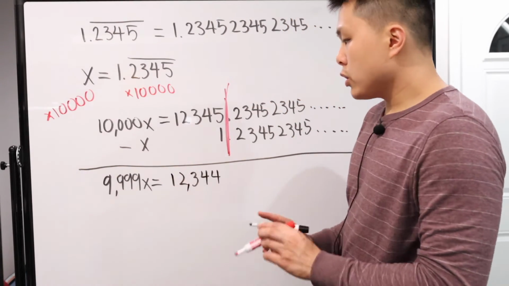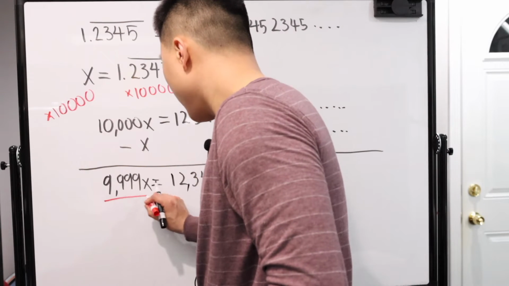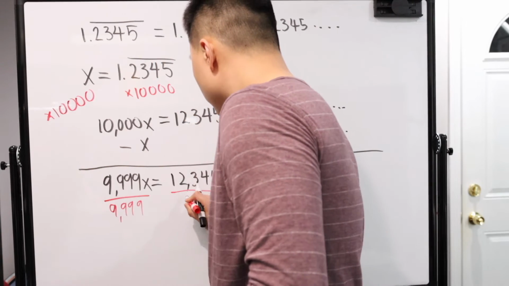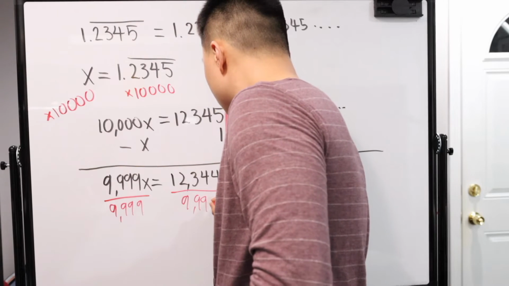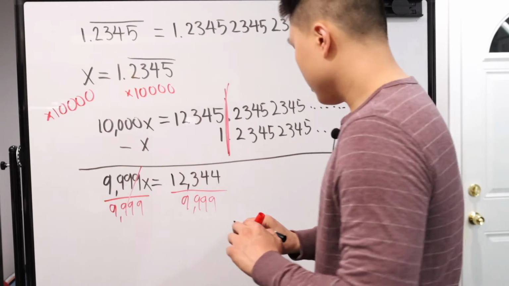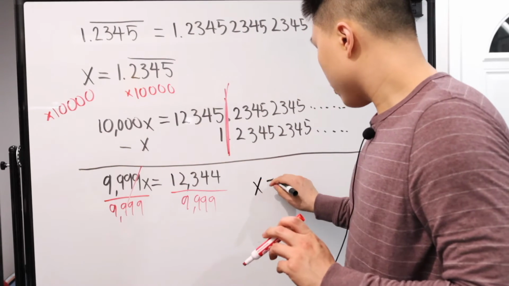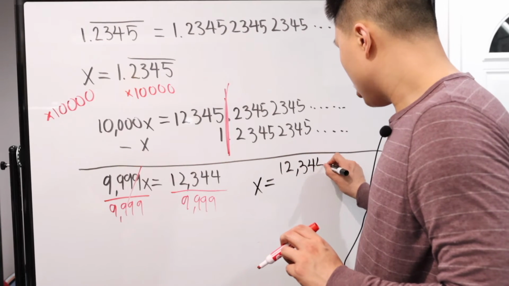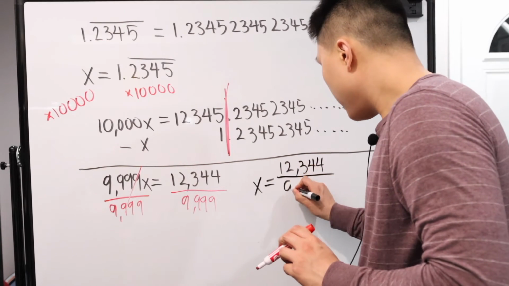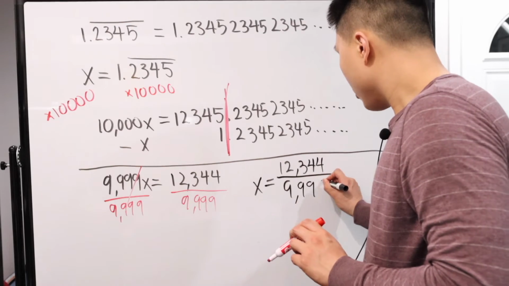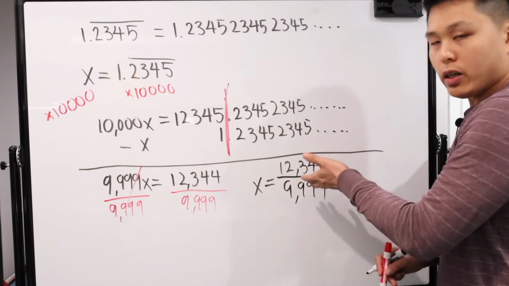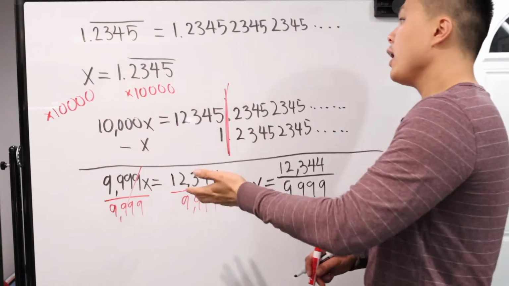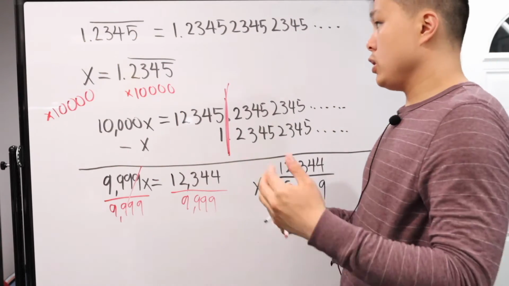12,344. And afterwards, in order to find the actual fraction, you divide by 9,999 on both sides. And guess what? That is your fraction right there. And afterwards, some fractions you can basically simplify to a more lovely form, but if they don't require you to in any way, shape, or form, there it is. That is your fraction that would produce 1.2345, and then the repeating decimals is 2345.